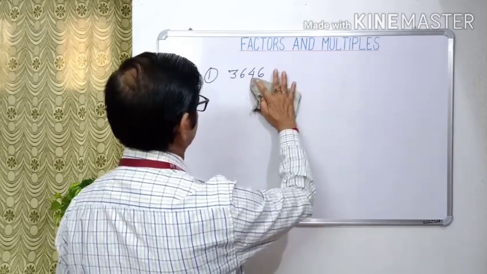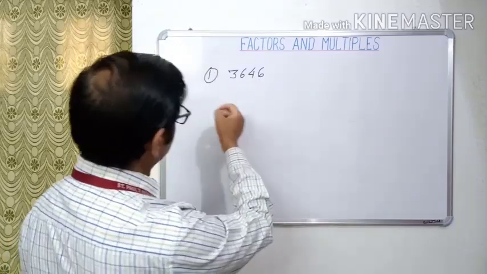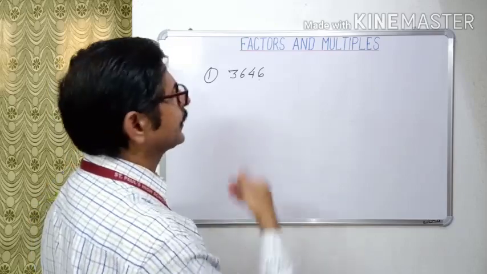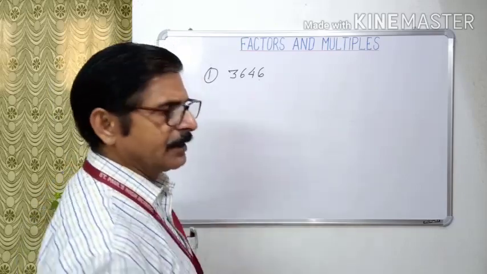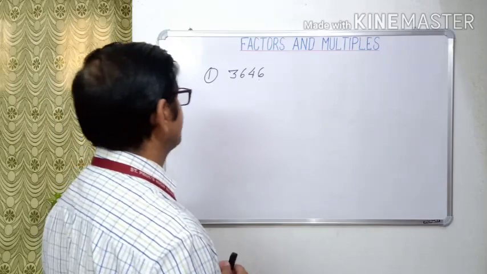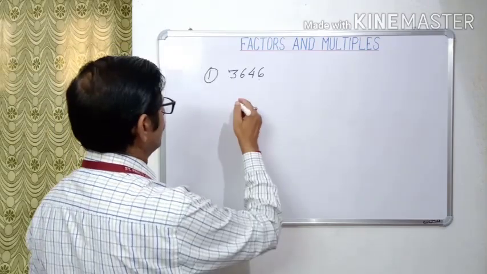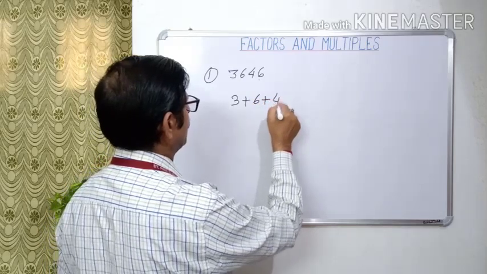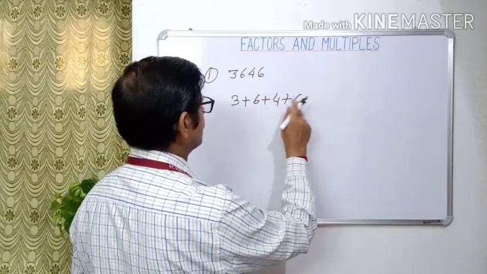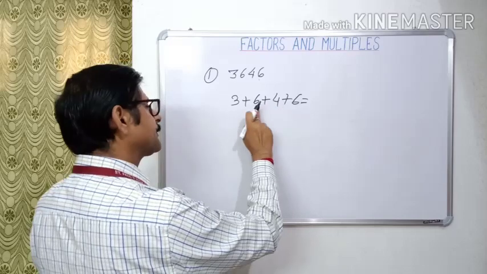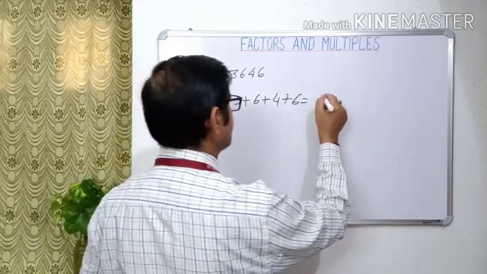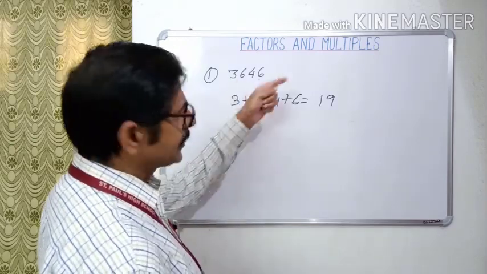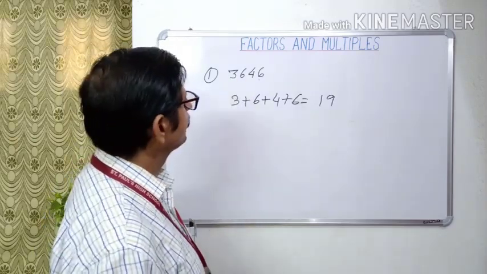Now, my second question. Find the least number that can be added to this number, or that should be added to this number, to make it divisible by 3. Again the same thing. 3 plus 6 plus 4 plus 6. 6 plus 4, 10. 10 plus 4, 14. 14 plus 3, 17. Hmm, 19 is not divisible by 3. So this number is not divisible by 3.